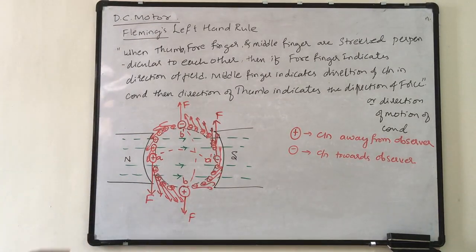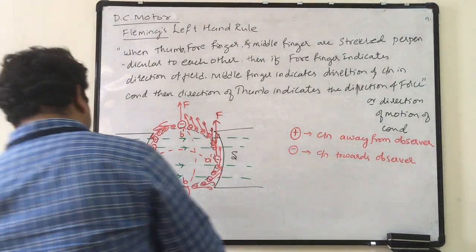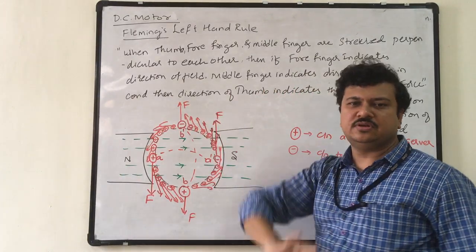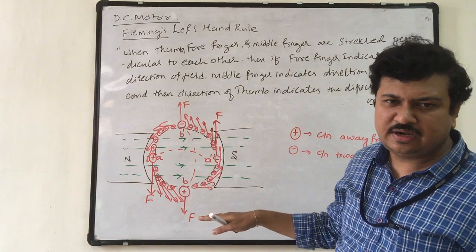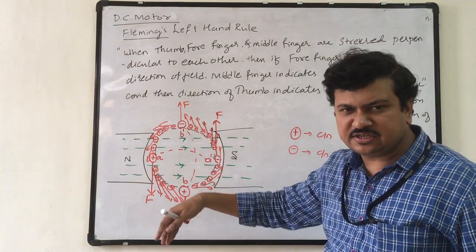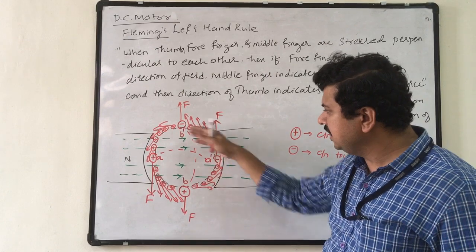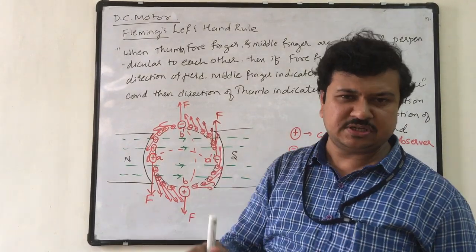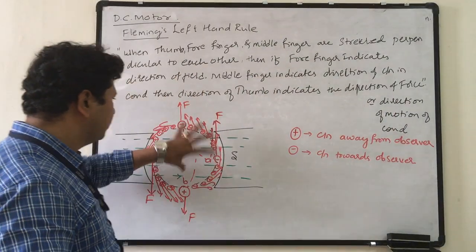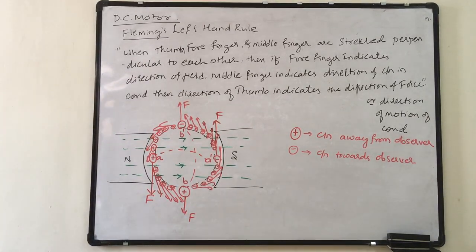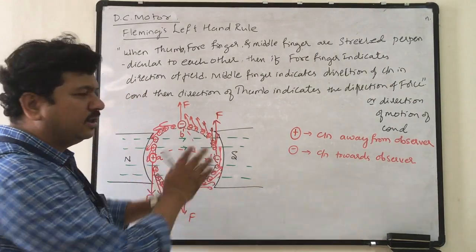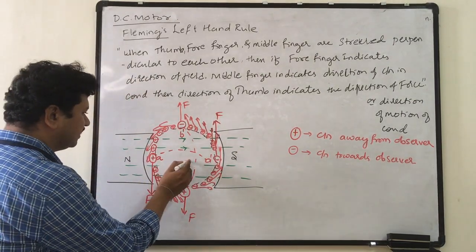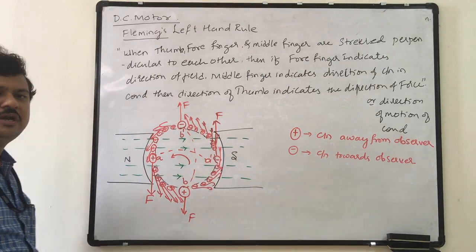Now look at all the forces and their directions. All the forces are actually acting in the same direction. So every conductor experiences a tangential force in the same direction, and this yields a cumulative effect on the armature, and the armature starts rotating in one particular direction. If I change the convention, the armature will now rotate clockwise. Now the armature rotates in the anti-clockwise direction.